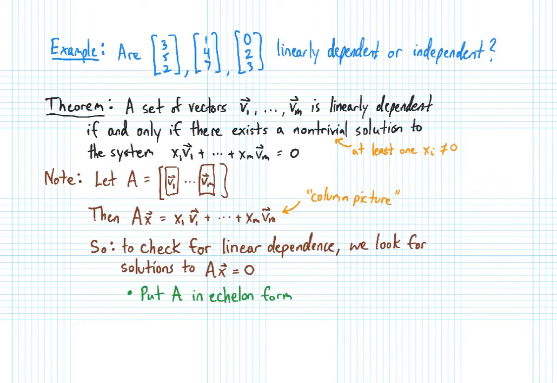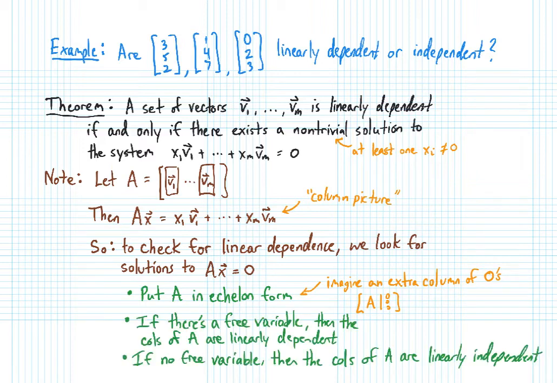So to do it, we would put A in echelon form. For the purpose of this question, we don't actually have to go all the way to reduced echelon form. It's good enough to go to echelon form. And if it helps, you can imagine that there's an extra column of zeros representing the right-hand side of the equation. But because those zeros won't change when you do row operations, you don't have to actually write them out.